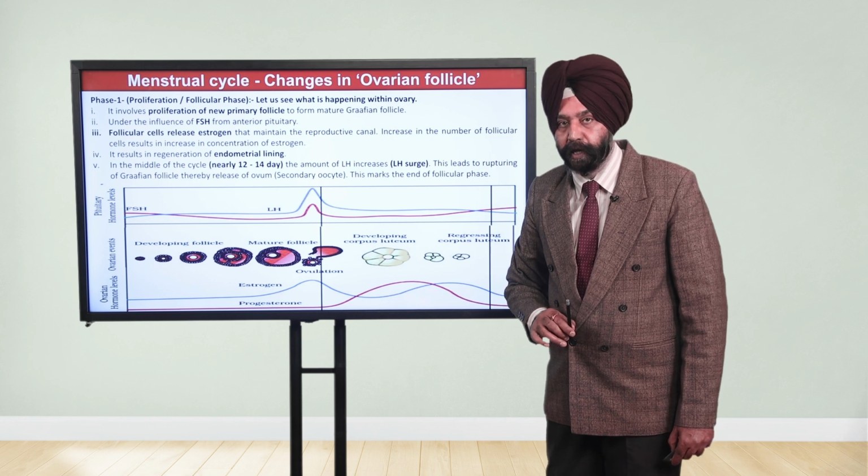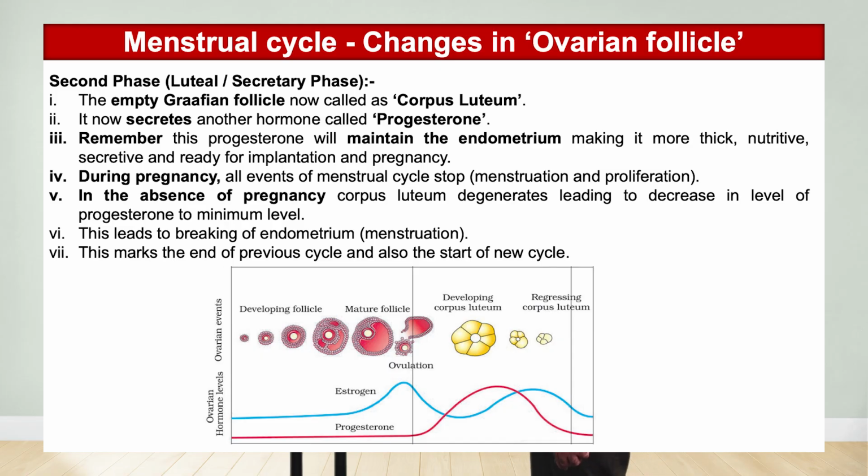We move on to now the second phase of the menstrual cycle. What happens inside the ovary? The empty Graafian follicle that you see here, now called as corpus luteum, it now secretes hormone called as progesterone. Remember that this progesterone maintains the endometrium.